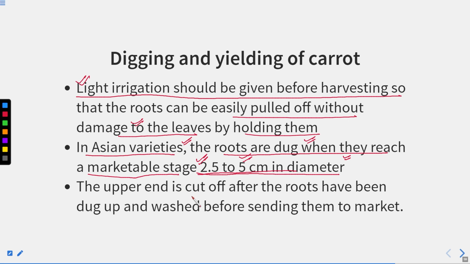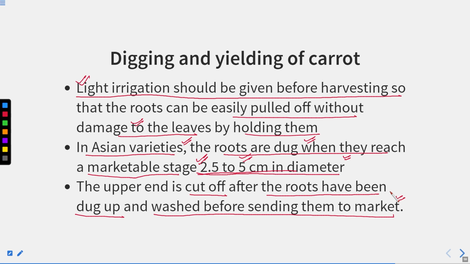The upper end is cut off, and after the roots have been dug up, they are washed before sending them to the market. So once the upper end is cut off, we have to remove all the leaves, right, and the roots have been dug up, then wash them before sending to the market, because it will eliminate all the soil which is attached to them, right?